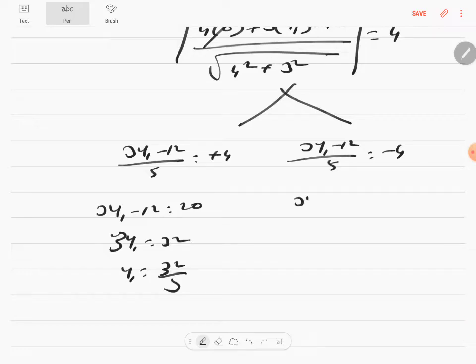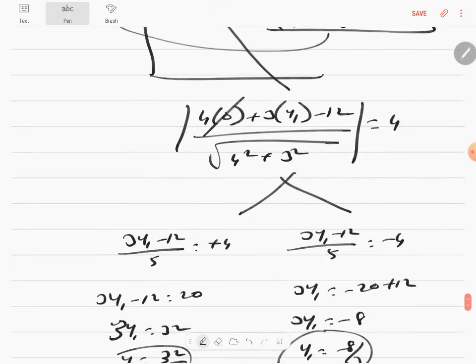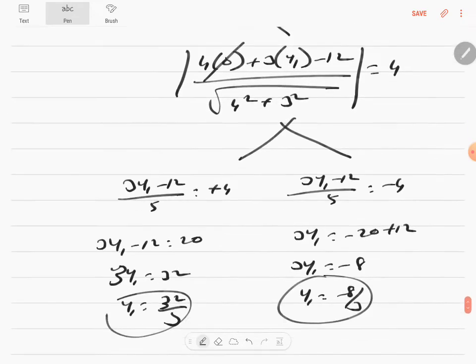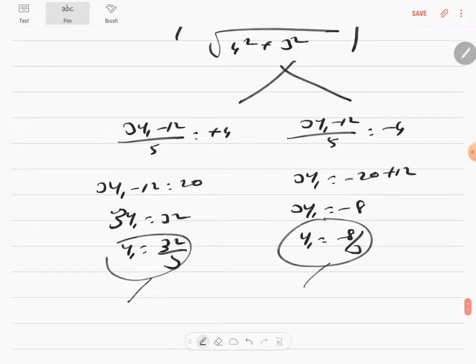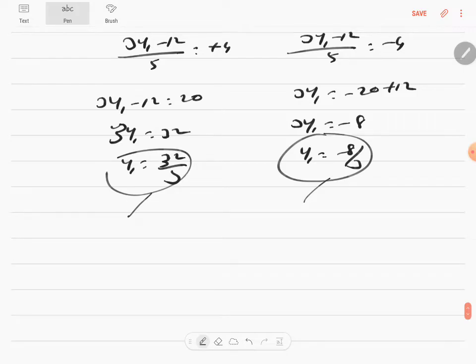Let's go here. 3y1 = -20 + 12, 3y1 = -8, y1 = -8/3. So thus you get the point on the y-axis to be either of these points, (0, 32/3) or (0, -8/3), can be the two points. Okay, so that completes the sum.